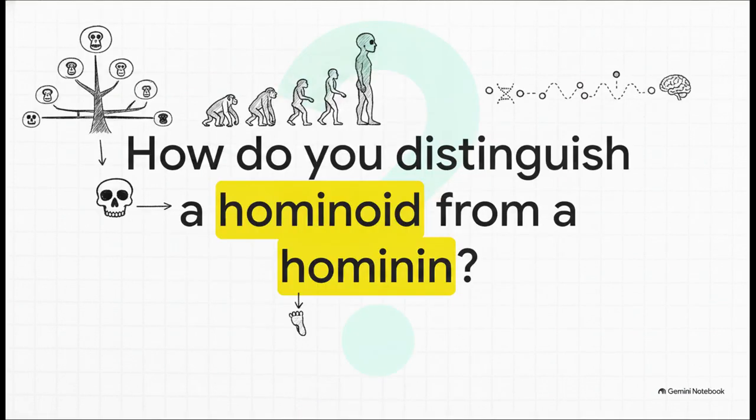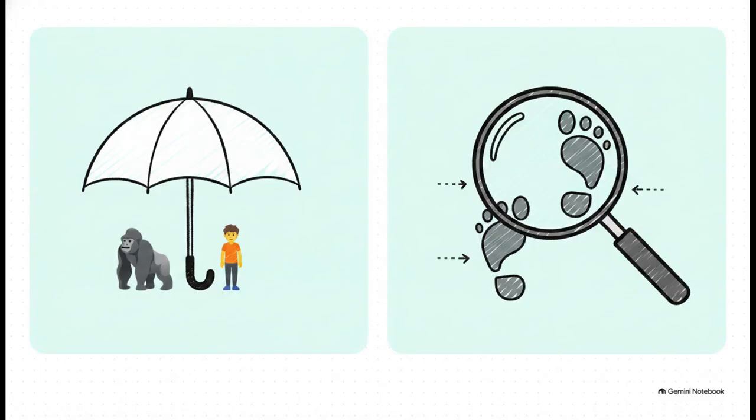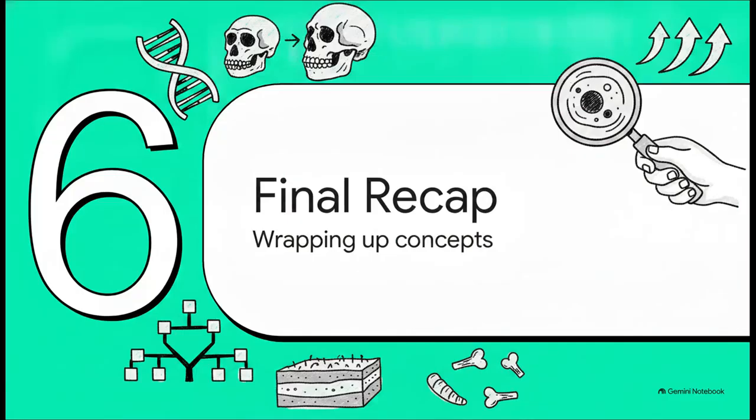Let's do another quick formative check on our terminology. Based on what we just went over, what is the key distinction between a hominoid and a hominin? Remember, hominoids is the big umbrella term that encompasses all great apes. Hominins, however, are the specific bipedal lineage that evolved after splitting from the chimpanzee line. Basically, if it walks exclusively on two legs and is closer to us than a chimp, you've got yourself a hominin.